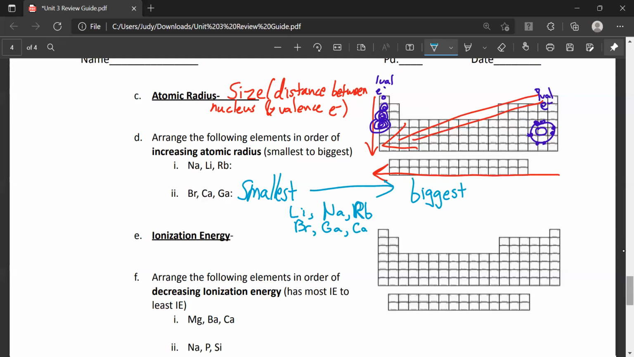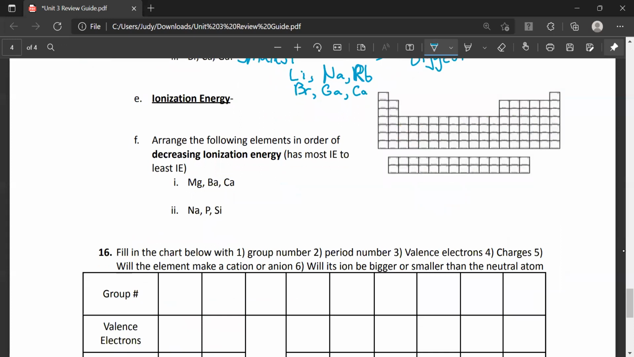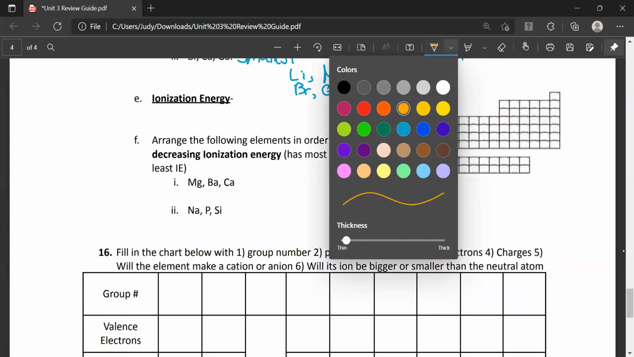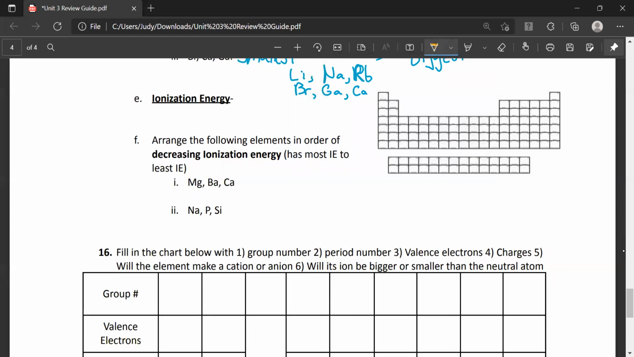Now, the next trend, or the final trend, is called ionization energy. What is that? It's basically the energy to remove electrons. So if we're talking about removing electrons, it's the same pattern as electronegativity. It increases as you go in that direction.